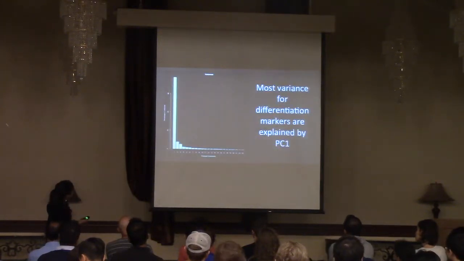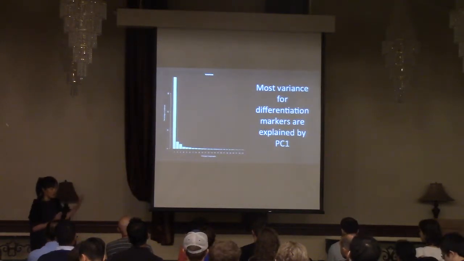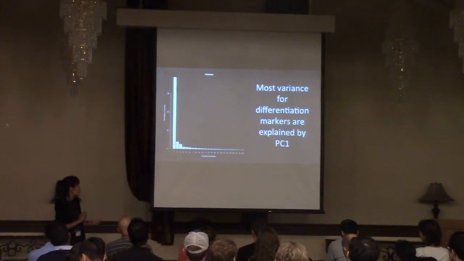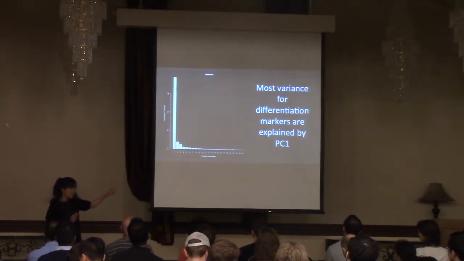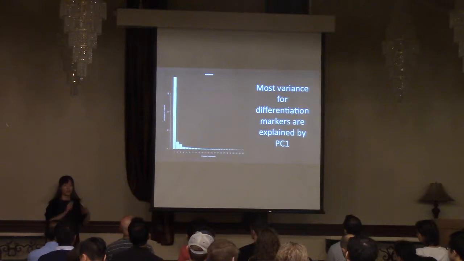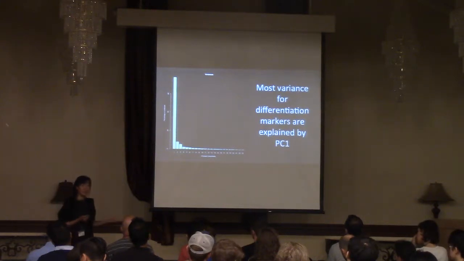So here, if I can move. Most variance for the differentiation markers that we used in this QC step was explained by PC1. That huge bar on the left side is PC1, explaining approximately 75 to 78, I think actually, yeah, 78% of the variance that we see within our data set. The rest of them are fairly trivial, PC2 being approximately 7%.